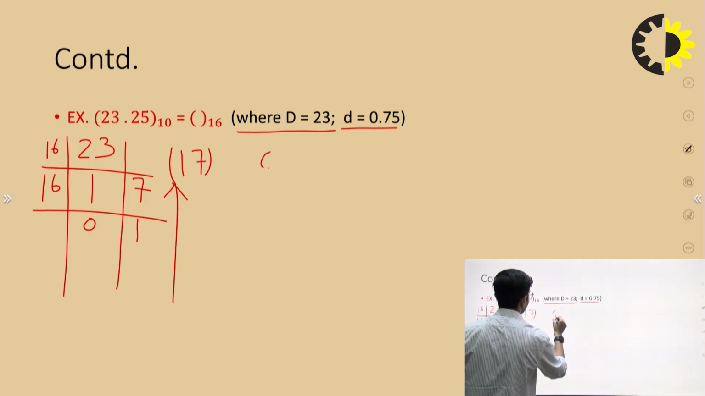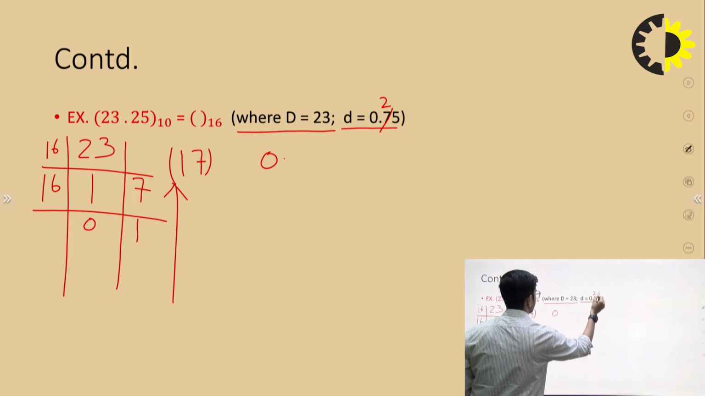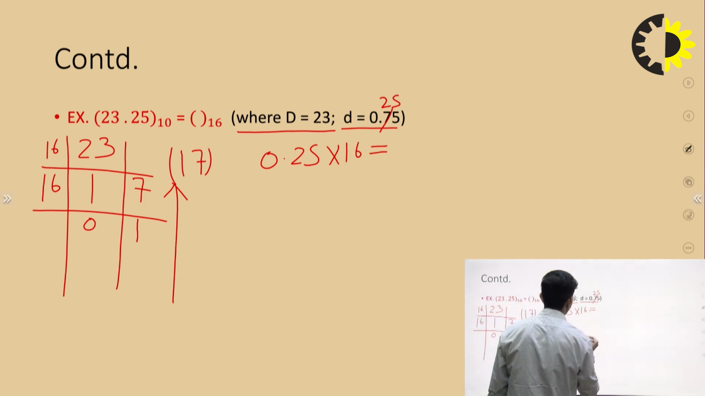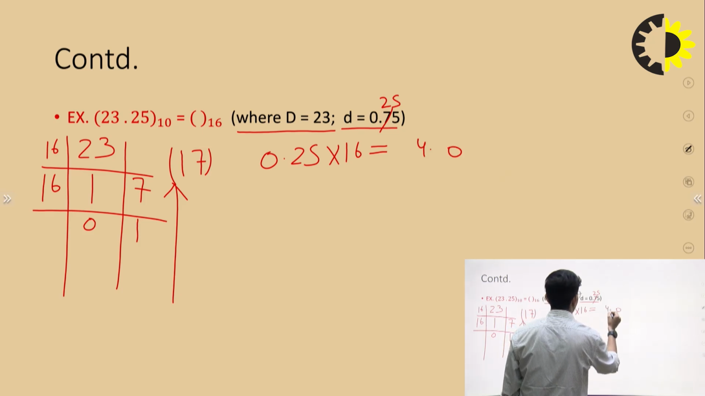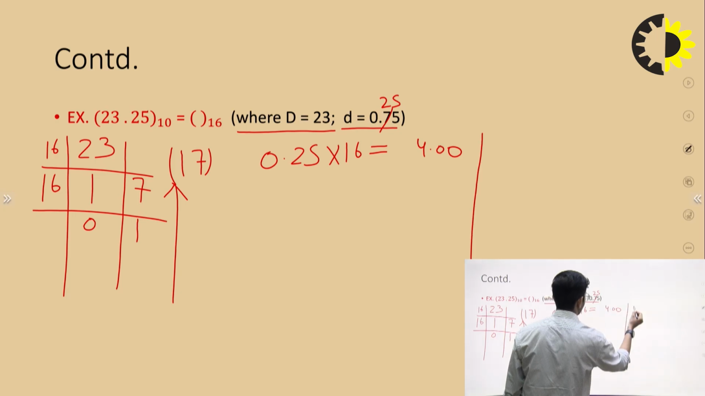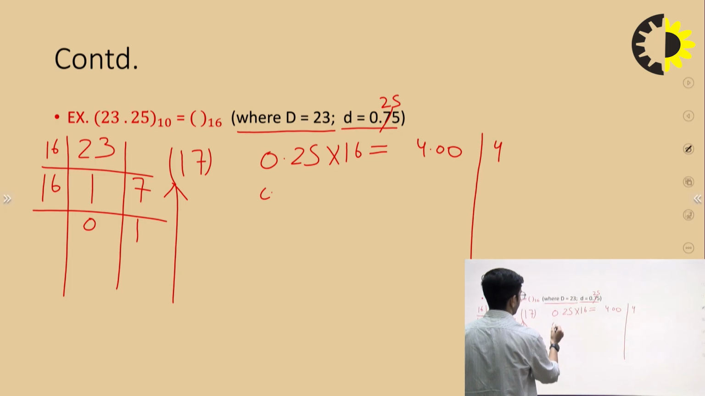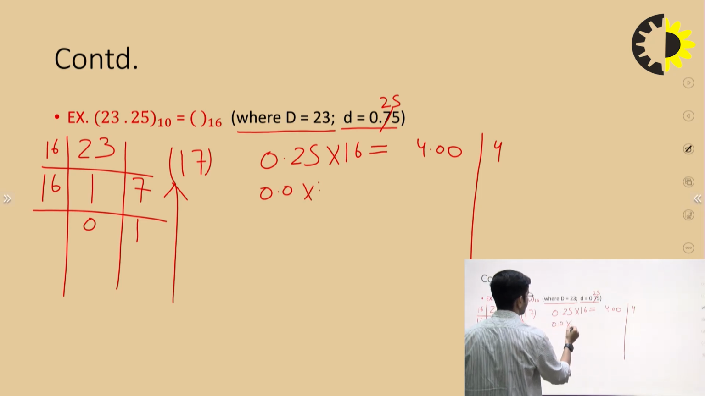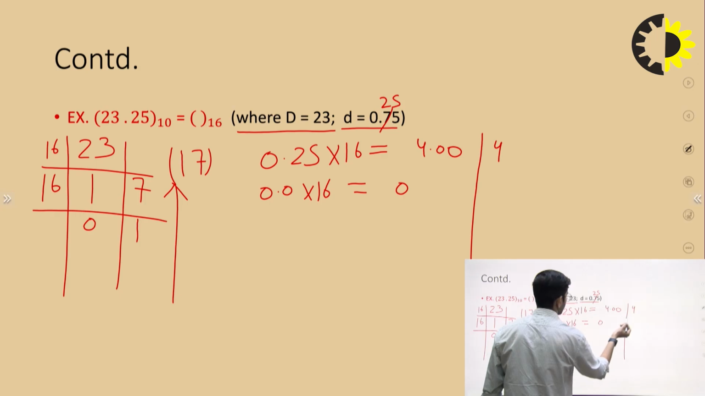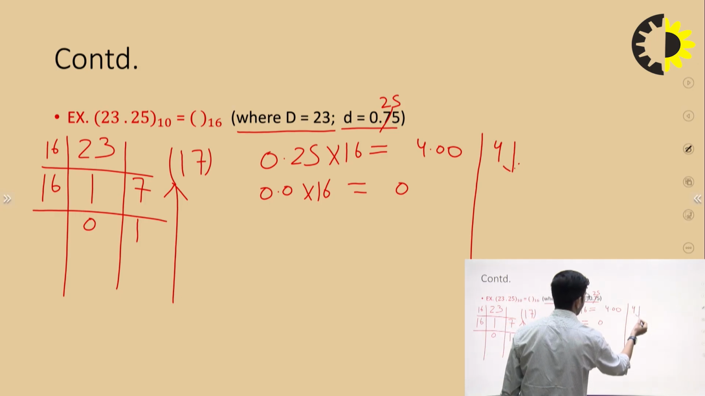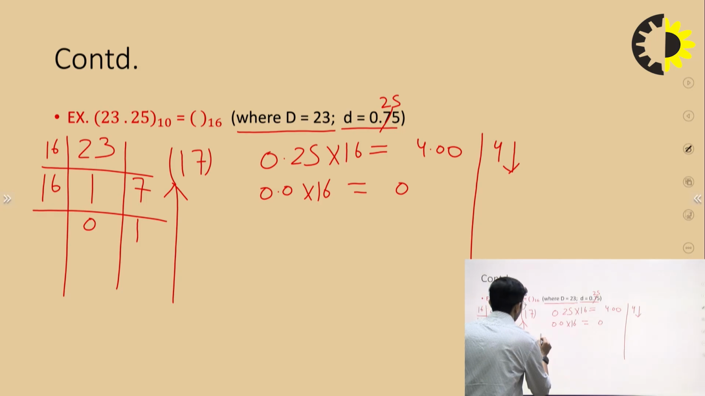For the fractional part, this is 0.25. We multiply the fractional part by the base of the system. So we multiply 0.25 by 16, and we get 4.00. The integer part is 4, we note it down, and the remaining is 0.0. Multiplying by 16 gives 0, so we have only one integer part, noted from top to bottom. The final result for the conversion from decimal to hexadecimal is 17.4.